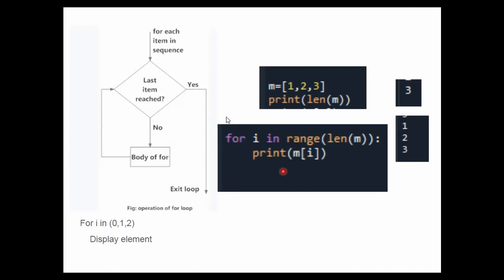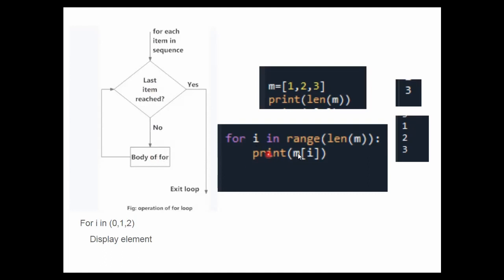It will again enter the for loop. So at this time, what is the value of range? The value of range will be 1, which will be assigned to variable I. Now the variable I has value 1. Again, it will enter the for loop and check whether the last item is reached. No. So we are going to enter the body of the for loop.